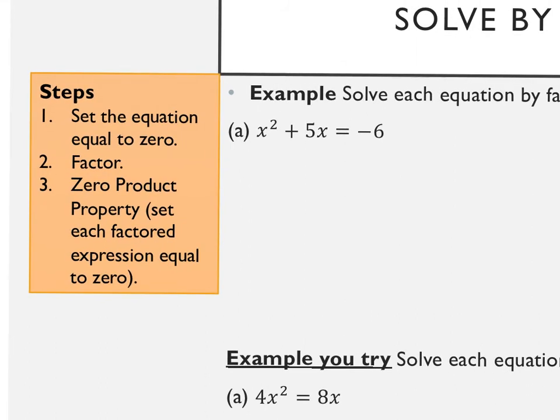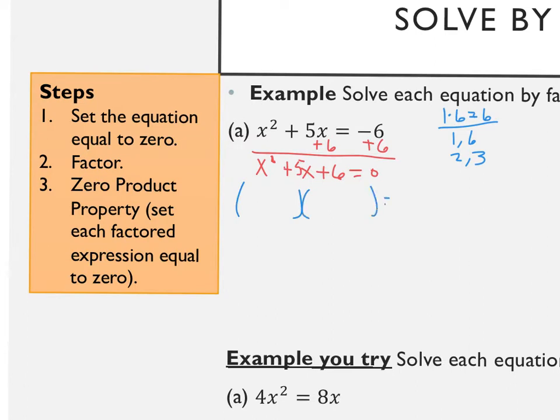So if we look at A, we want to make sure that it equals 0. So we're going to add 6 to both sides of our equation. X squared plus 5x plus 6 equals 0. The second step for us to do is to factor, and it's no different than what we were doing before. I'm going to take the front times the back, so we have 1 times 6 equals 6. And we know we have 1 and 6, and 2 and 3 is our pairs.